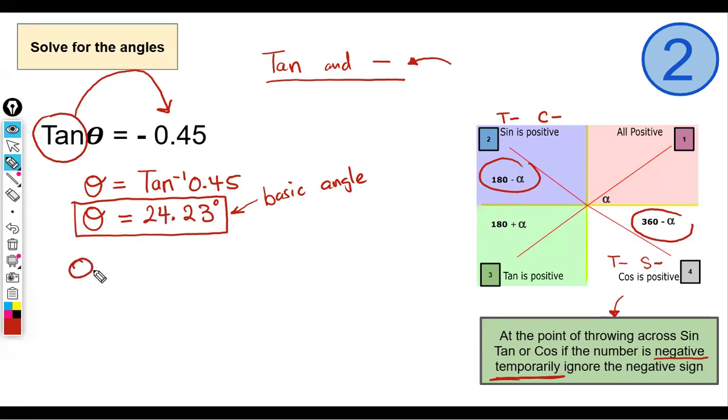So get your two answers now, right? Say 180 minus 24.23 and 360 minus 24.23. You can find any one first, and the examiner won't care which one you find first. He doesn't care. Just get both of them, right? So you see how we temporarily ignore the negative sign? We ignore the negative sign to get the basic angle. But after we get the basic angle, we remind ourselves this is really a negative question. So we have to go where tan is negative.